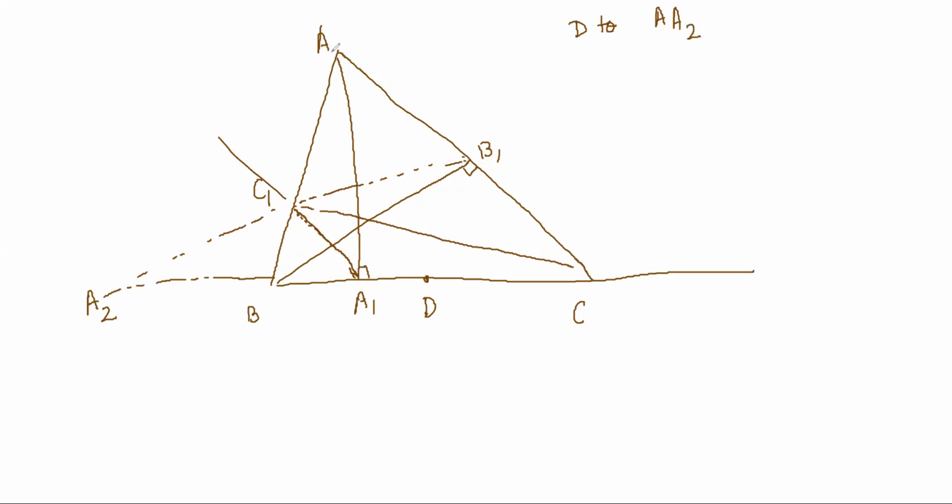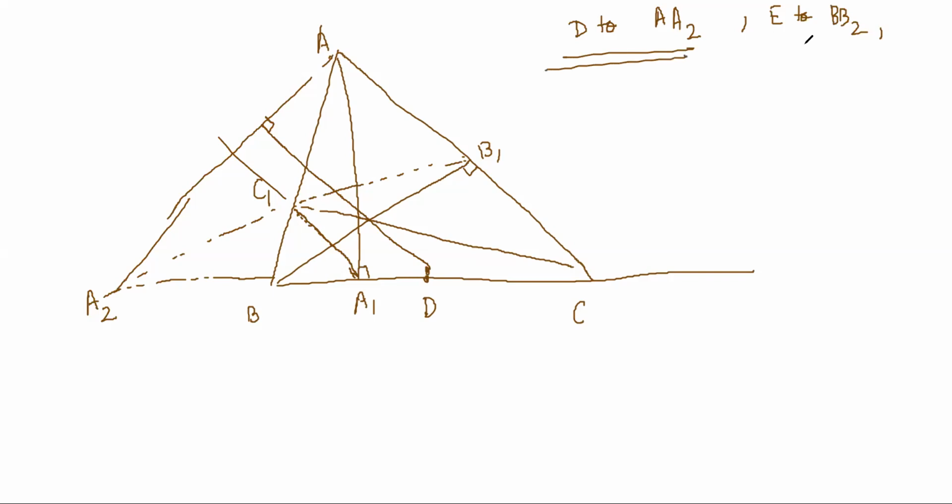AA2 is what? AA2 is this line, no? And D is the midpoint of BC. Correct. So AA2 is this line and D is the midpoint, perpendicular from here to this, right? Yes. Perpendicular from D to this is AA2, and similarly E to BB2 and all. I will not care about them right now because it is hard to draw the figure on my screen. So I want to prove that these lines are concurrent.